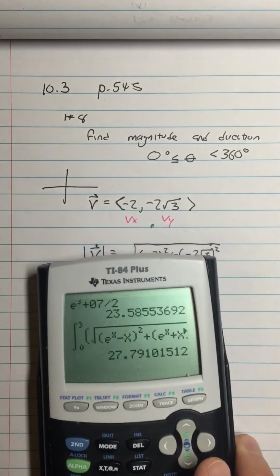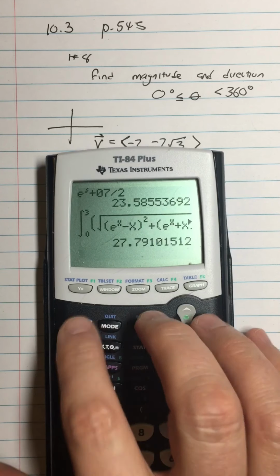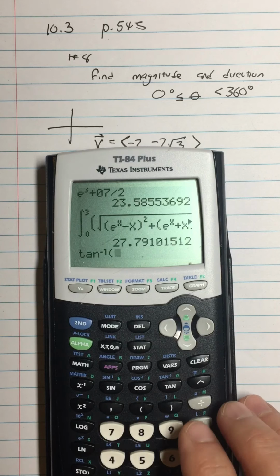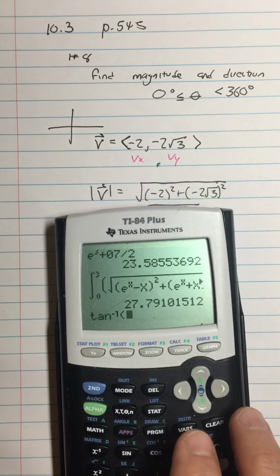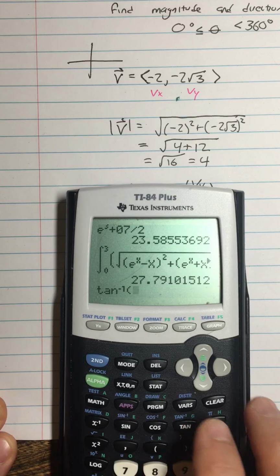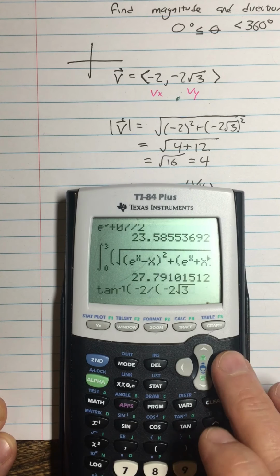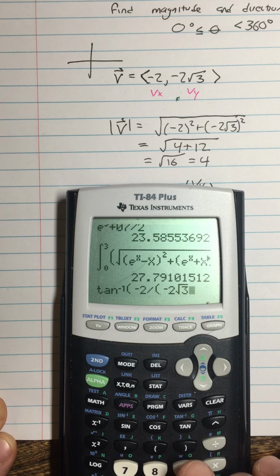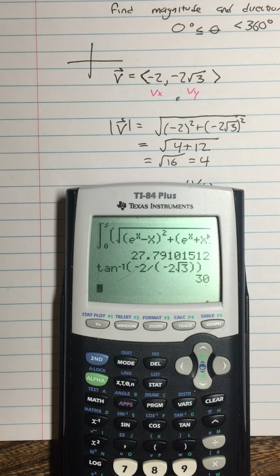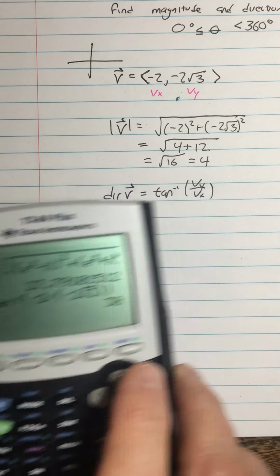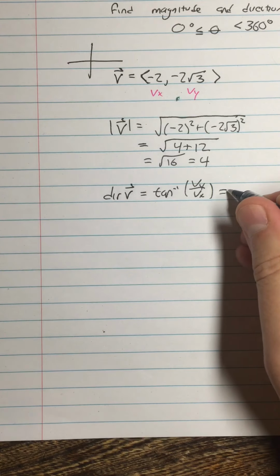I need inverse tangent of, let's see, I guess I'll do this. I won't use the fraction template. I'll just go negative 2 divided by parentheses negative 2 square root 3 out, close parentheses, that's going to work. All right, enter, and I get 30, okay? So it's 30 degrees.